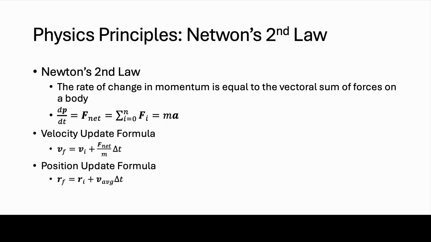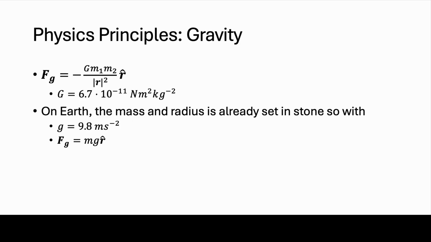Now, let's talk about some physics principles. Newton's second law. We learned from the last two labs that the rate of change in momentum is equal to the vectorial sum of forces on the body. Additionally, we can derive the velocity and position update formula from this Newton's second law. Another physics principle we need is to know the gravitational force. Fg equals G m1 m2 divided by r squared.